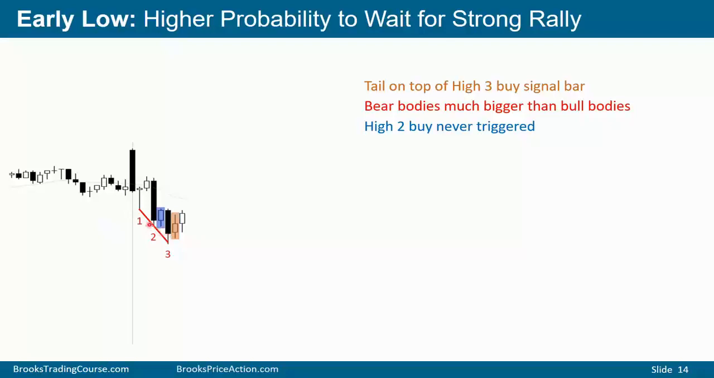That high 2 never triggered. High 1, high 2. The high 1 buy signal bar is only a small bull doji, not strong enough buying to reverse this big bear bar. The bulls are not nearly as strong as the bears.